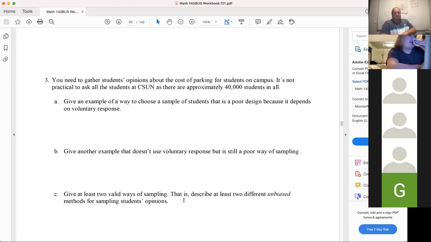C, give at least 2 valid ways of sampling. Unbiased methods for sampling students' opinions. What Lorena said prior, have a teacher make everyone do it. Okay, so that gets the entire population. That's a wonderful way of sampling because it's the biggest sample of all. What's one that doesn't give me the entire population? What's another way of doing it that's valid and unbiased?